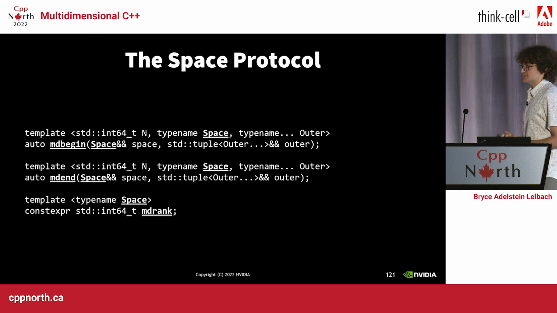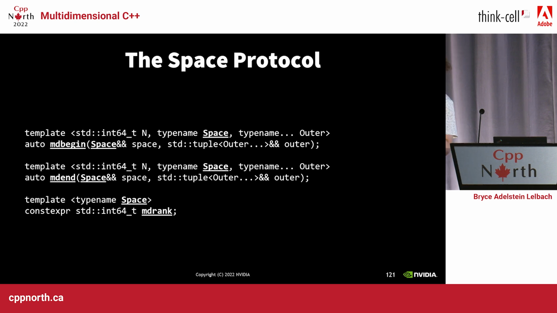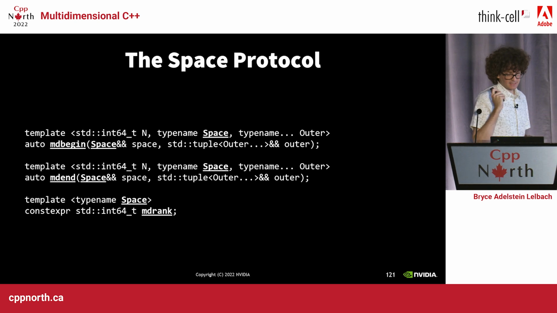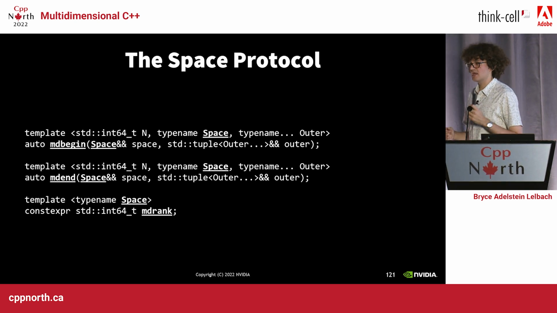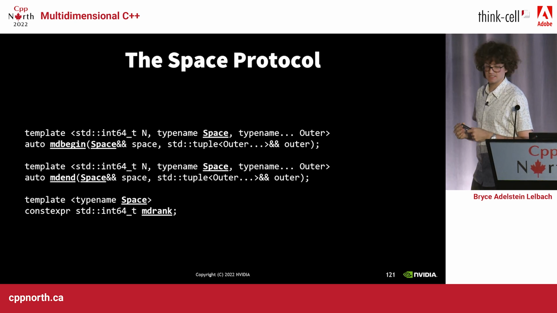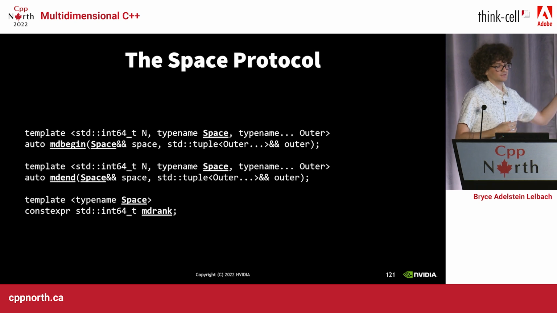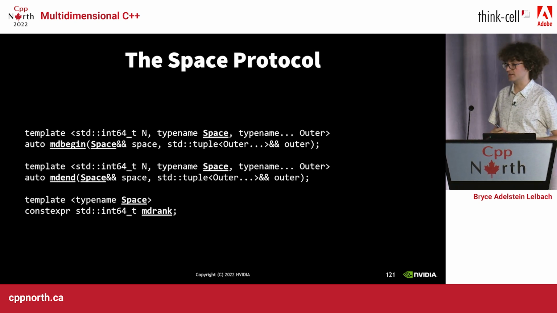And then it's going to take this variadic tuple that I'm going to call outer, which is information that's going to be passed from the outer loops. We'll see how that's used in a minute. And mdEnd takes the same set of things. And then we have an mdRank, which is just going to be some compile-time template variable that will tell me what the rank of this space is.